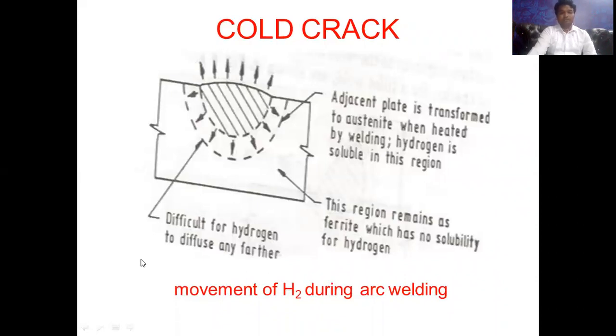If you want to take a look at the cracking in the weld metal, you can see it is difficult for hydrogen to diffuse any further, with the movement in the HAZ during the arc welding. So we can see the adjacent plate is transformed to austenite when heated by welding, and hydrogen is soluble in this region. This region remains as ferrite, which has no solubility for hydrogen, and this is the zone where it is difficult for hydrogen to diffuse any further. So the hydrogen cannot diffuse further.